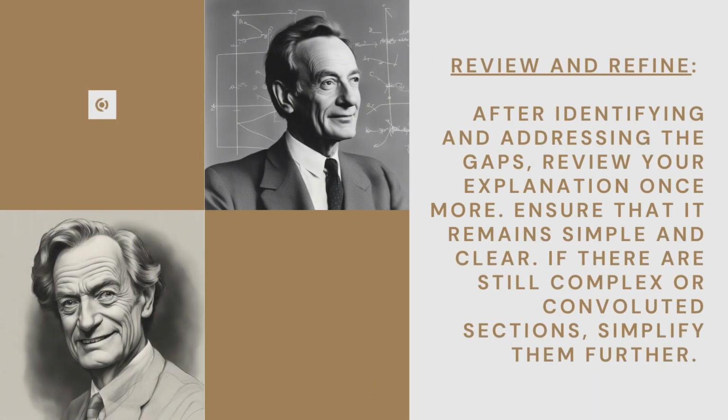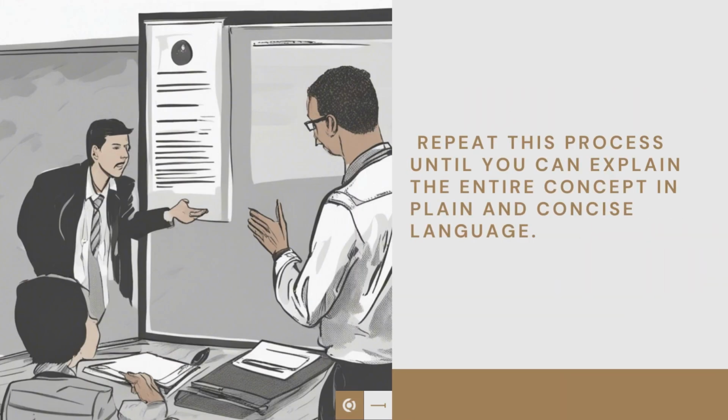4. Review and refine. After identifying and addressing the gaps, review your explanation once more. Ensure that it remains simple and clear. If there are still complex or convoluted sections, simplify them further. Repeat this process until you can explain the entire concept in plain and concise language.